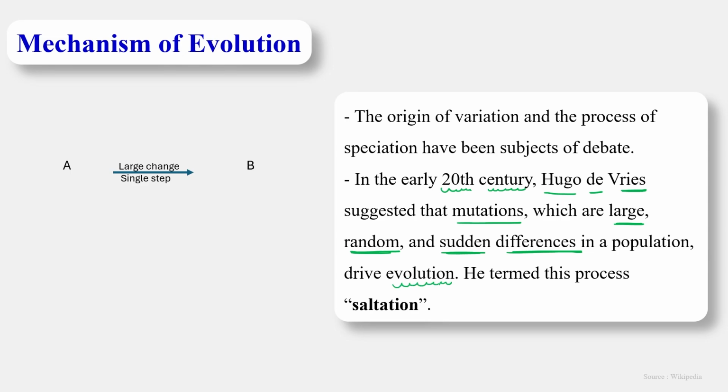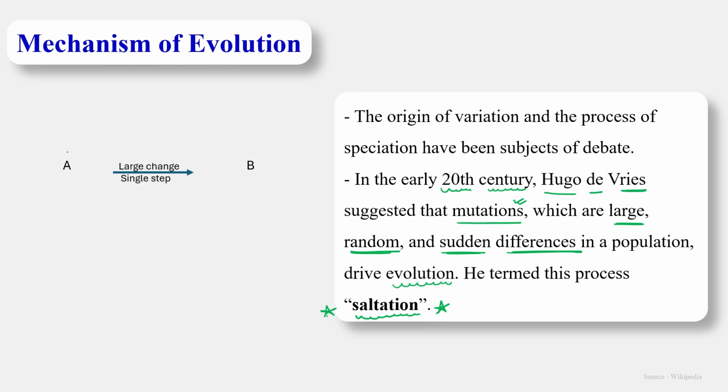Till now, we have discussed that according to Darwin's theory, variations are slow, random, and continuous. But according to Hugo de Vries, variation occurs because of mutations, which are large, random, and sudden differences in a population, and this mutation drives evolution. He termed this sudden variation or random large variation saltation. So this term saltation was given by Hugo de Vries.